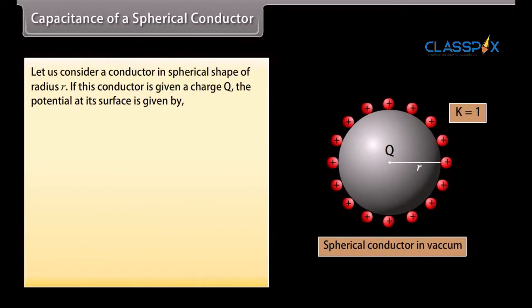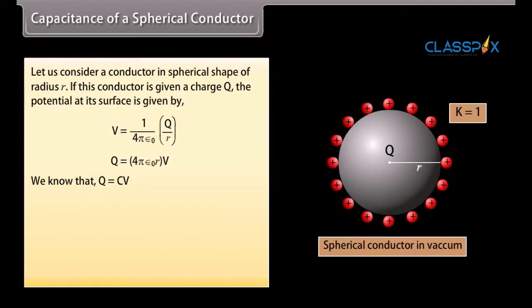Let us consider a conductor in spherical shape of radius R. If this conductor is given a charge Q, the potential at its surface is given by V is equal to 1 upon 4 pi epsilon naught multiplied by Q upon R. It can be written as Q is equal to product of 4 pi epsilon naught R and V. We know that Q is equal to CV.